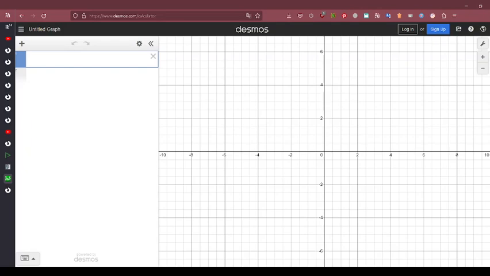Hello everyone. Today we are going to be learning about how to make a tangent wrap around a curve, any curve, depending on whichever x coordinate is put in place.